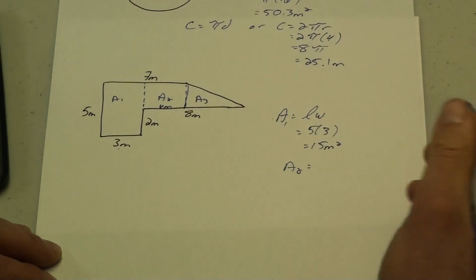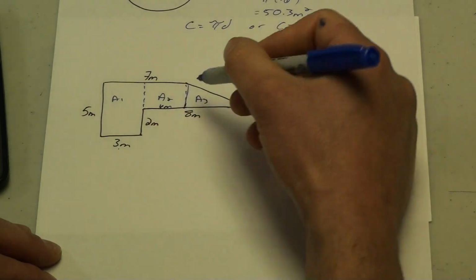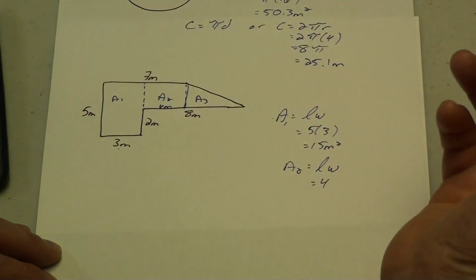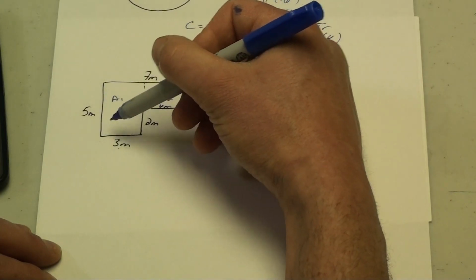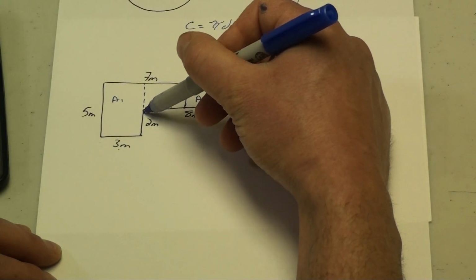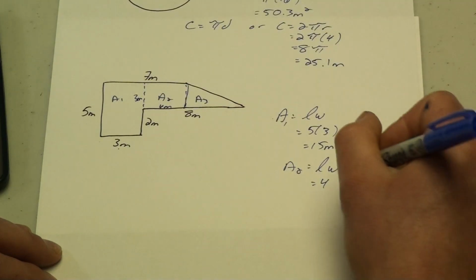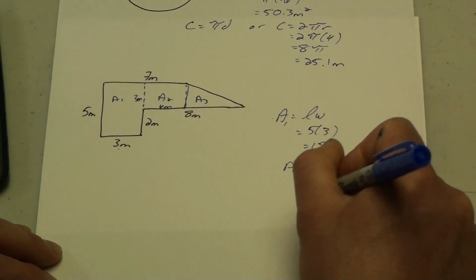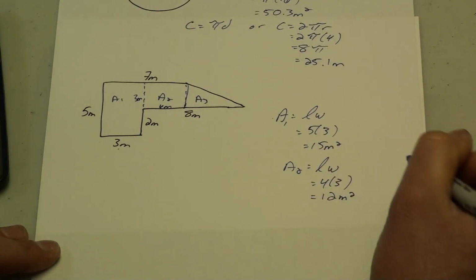So I have another rectangle, which is length times width. I have 4 meters, and times my height. Well, I don't have that information, so I have to figure that out as well. I know my entire height is 5 meters, and I have 2 meters that go part way up. The whole way has to go to 5, so that means I must have 3 meters missing. So my width is 3 meters, and my area 2 is 4 times 3, which is 12 meters squared.